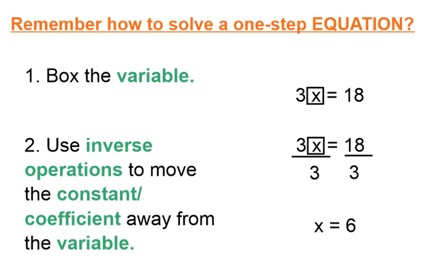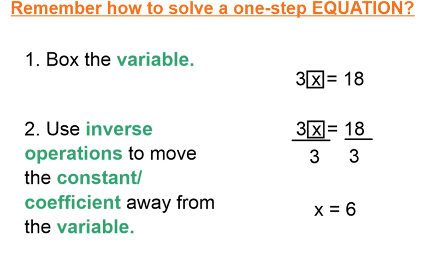All right. So let's jump into solving inequalities. I need you to think back to how you solve a one-step equation. We had 2 main rules. The first rule is that you would put a box around the variable. Then if it was multiplication, you would do the inverse. So what's the inverse of multiplication? Division. So we divided by 3, and whatever we did on one side of the equal sign, we did on the other. Then our 3's would cancel out, and we're left with x equals, and 18 divided by 3 is 6. Okay? That's how we solved an equation.